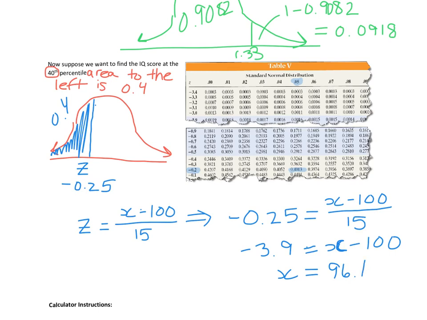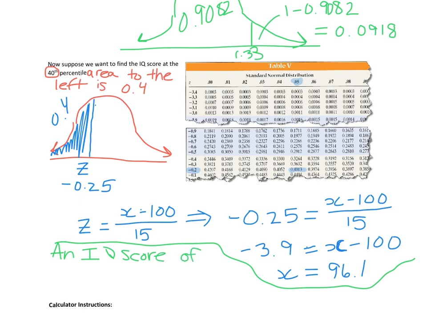Okay, so we could say as an answer, suppose we wanted to find the IQ at the 40th percentile, we always like to answer the question. This is just a bunch of scratch work to help us form our thoughts, but we could say that an IQ score of 96.1 is the 40th percentile.